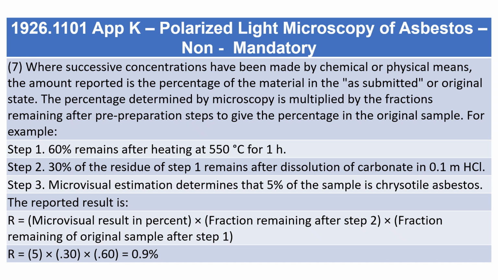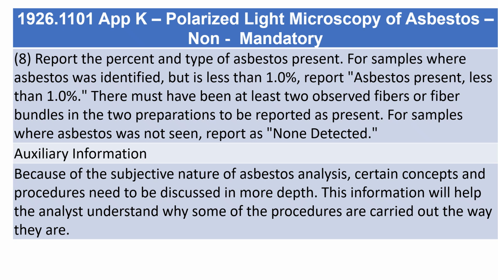60% remains after heating at 550 degrees Celsius for 1 hour. Step 2. 30% of the residue of Step 1 remains after dissolution of carbonate in 0.1 M HCl. Step 3. Microvisual estimation determines that 5% of the sample is chrysotile asbestos. The reported result is R equals microvisual result in percent times fraction remaining after step 2 times fraction remaining of original sample after step 1. R equals 5 times 0.30 times 0.60 equals 0.9%.